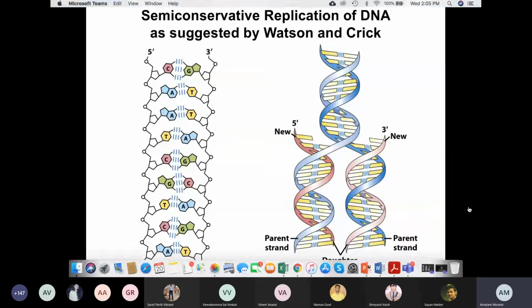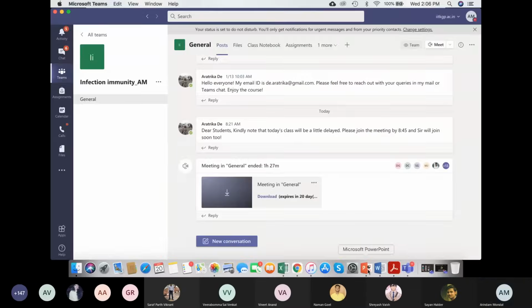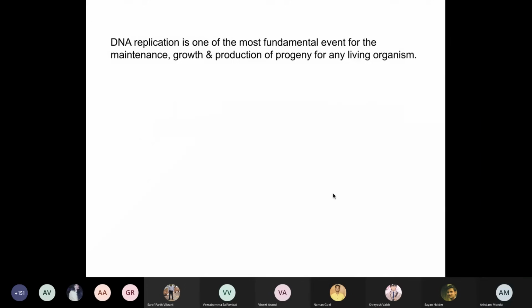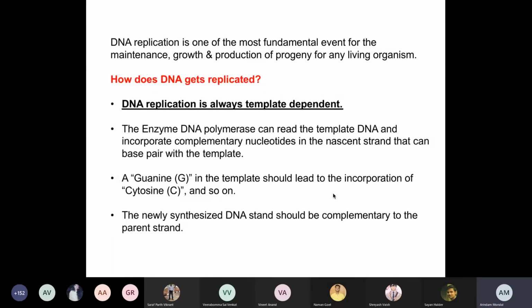And then we have discussed a little bit about DNA replication, the basic principle of DNA replication, which is that DNA replication should always happen in a template-dependent fashion. That means the DNA polymerase, which is the main enzyme that performs DNA replication, should always use DNA as a template, and subsequently it should incorporate the complementary bases into the nascent DNA strand.